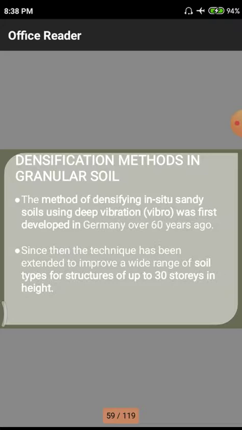construction. The first one is the method of densifying in situ sandy soils using deep vibro, which was first developed in Germany over 60 years ago. That means in the 1960s the Germans developed this vibroflotation to densify these granular soils. Since then this technique was extended to improve a wide range of soil types, up to 30-story buildings, which normally have a huge amount of foundation.